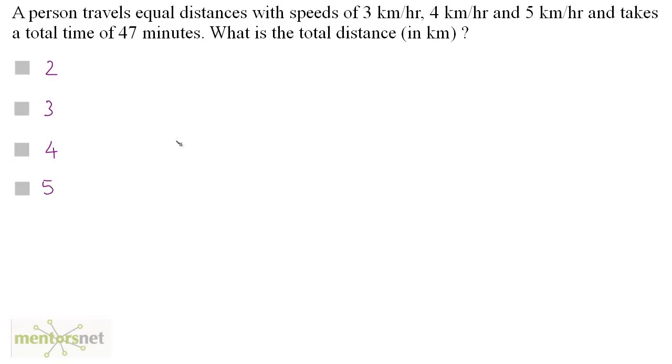A person travels equal distances with speeds of 3 kilometers per hour, 4 kilometers per hour, and 5 kilometers per hour and takes a total time of 47 minutes. What is the total distance in kilometers?